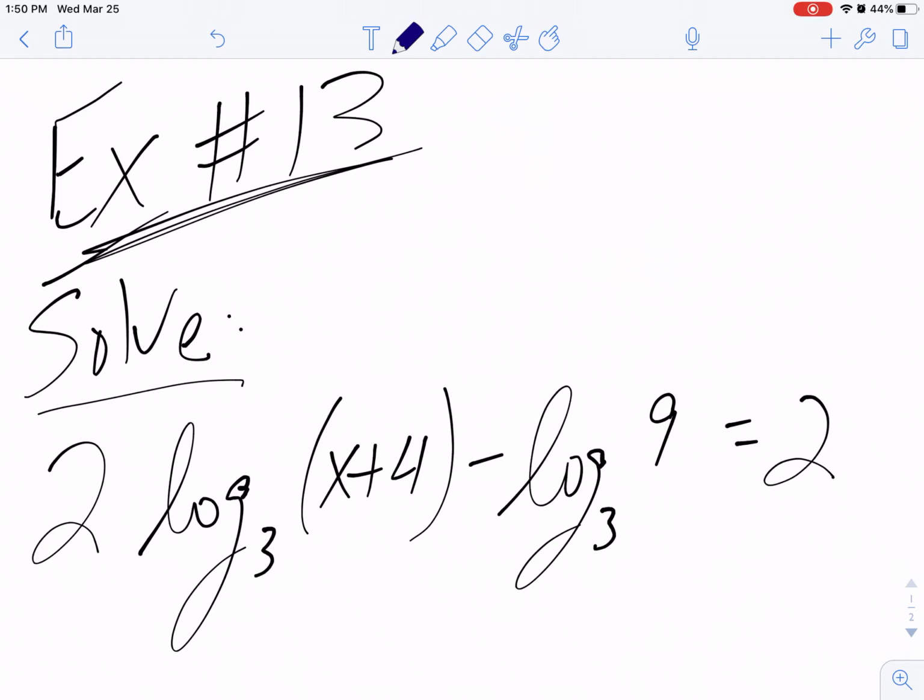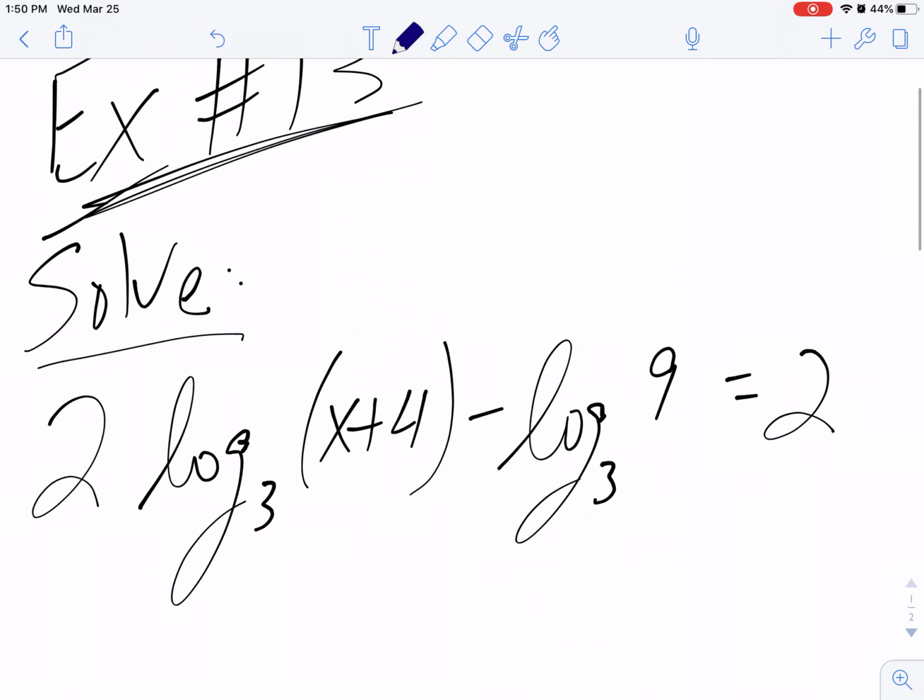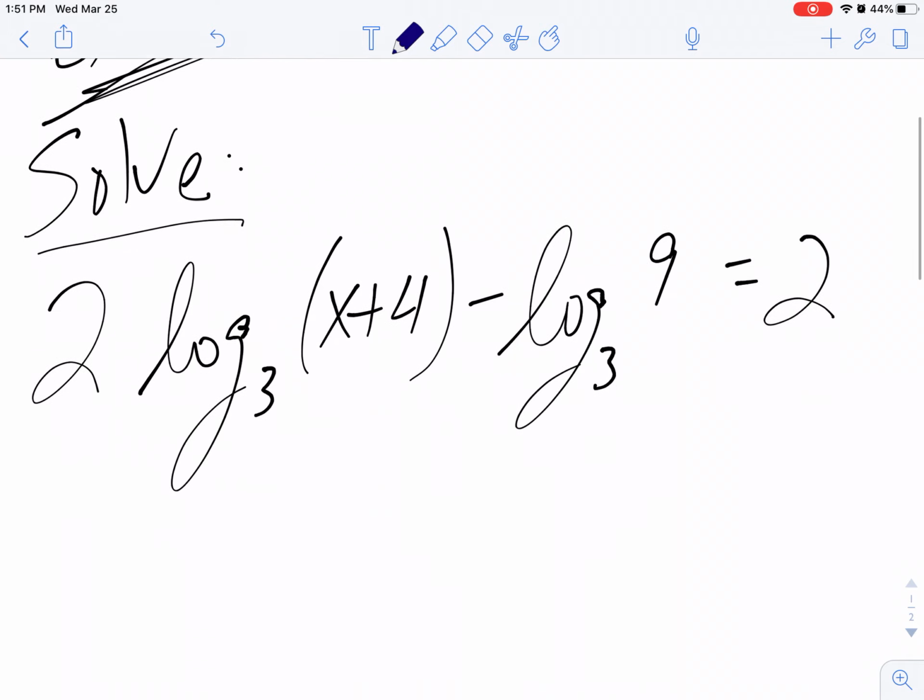Well, this 13th example is quite a bit more difficult. You need to remember all the properties that we've done so far with logarithms to get this problem figured out. So the first thing you want to do on this one actually is use the power rule. We're going to bring this 2 right in there, and then we can use the quotient rule with that minus. That minus is indicating a quotient rule, quotient property.